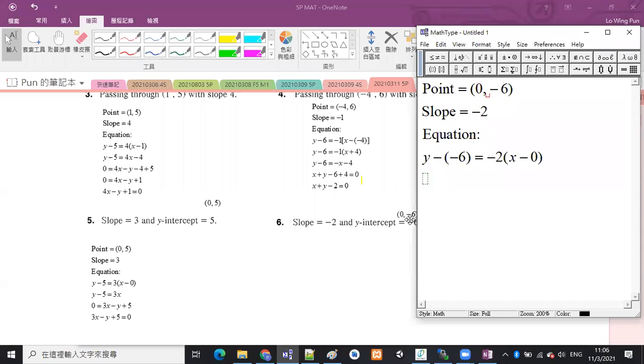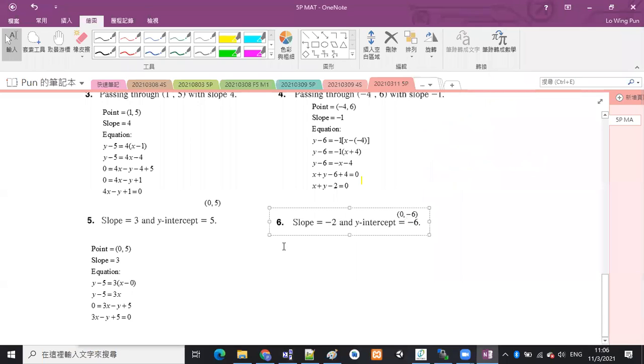So simplify the terms first. The double negative becomes +6, and then equals -2 times x. And the x term is on the negative side now, so I'm going to move this term to the left. It becomes 2x plus y plus 6 equals 0. And that is the answer of question number 6.